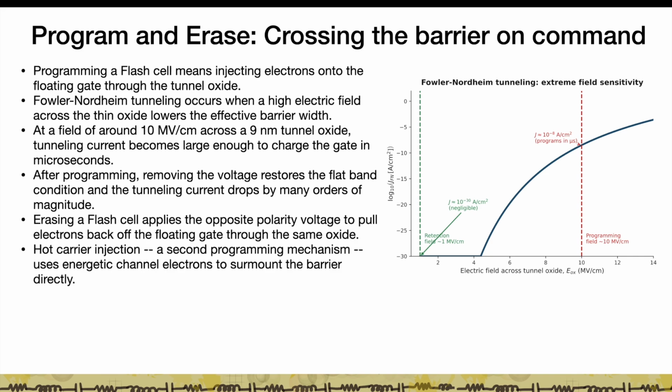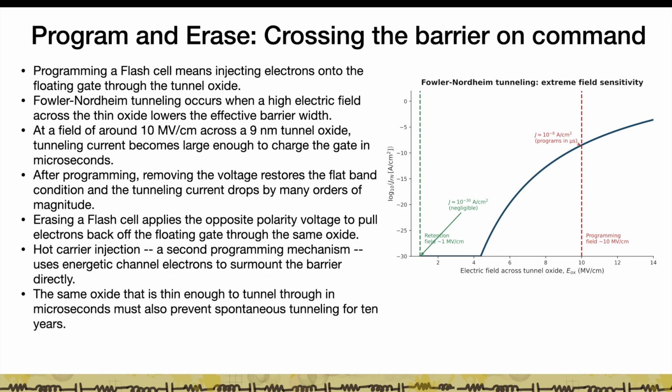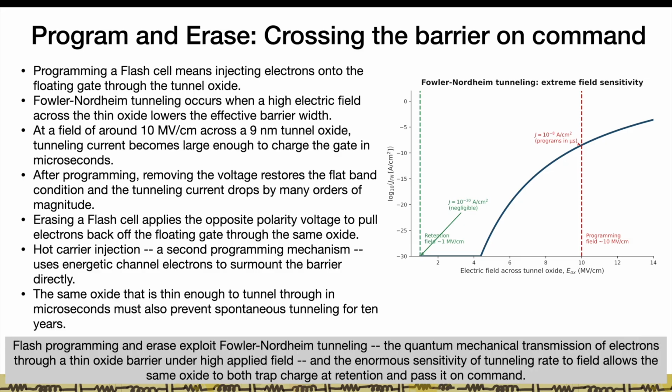Now, erase works the same way in reverse. Apply a positive voltage to the silicon bulk or a negative voltage to the control gate. Create a high field in the opposite polarity across the tunnel oxide, and the electrons tunnel back off the floating gate and into the channel. The oxide doesn't care which direction the current flows. It responds to the field.